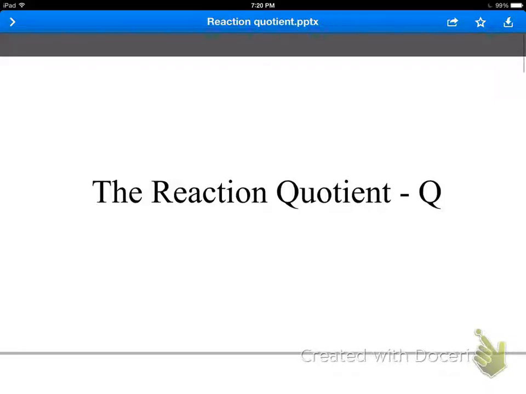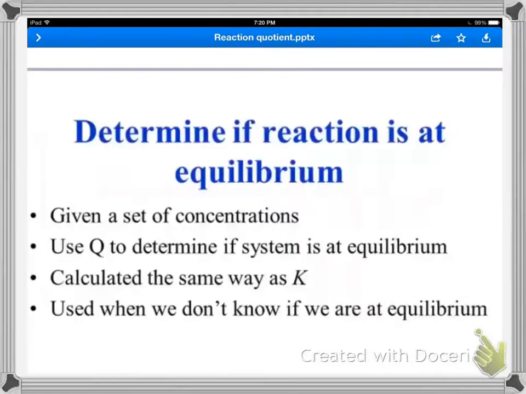Okay, in this podcast we're going to take a look at the reaction quotient, which is very similar to the equilibrium constant. We use the reaction quotient to determine if the reaction is at equilibrium or not, and if it's not, what needs to happen to get it to equilibrium.